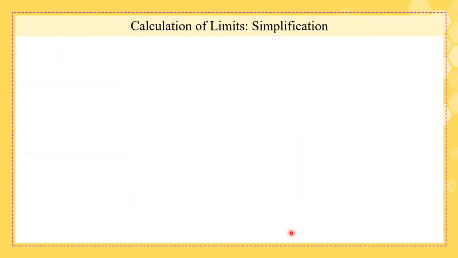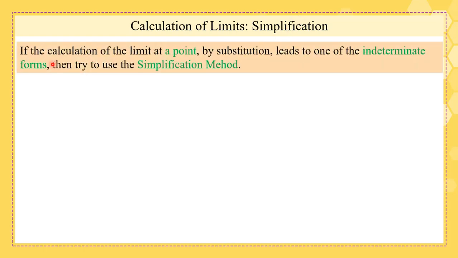Our next approach or method is the simplification method. Now, if the calculation of the limit at a point by substitution leads to one of the indeterminate forms, then try to use the simplification method.